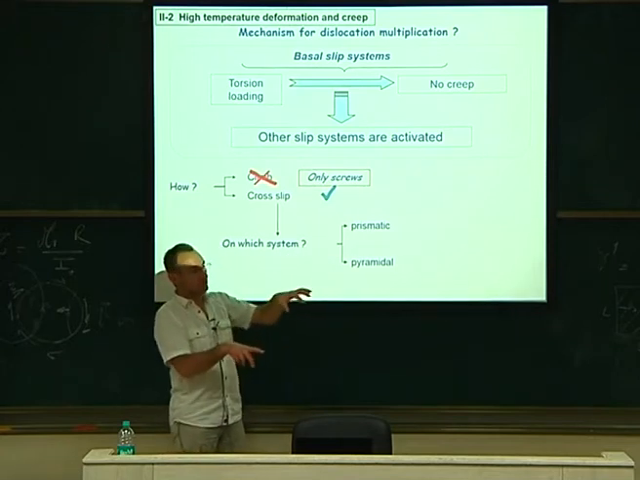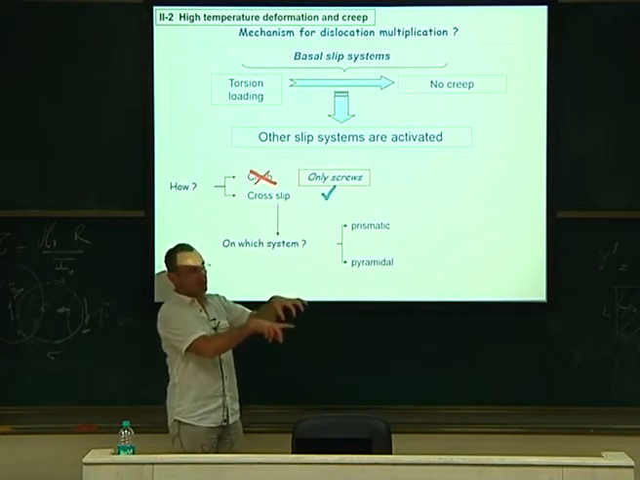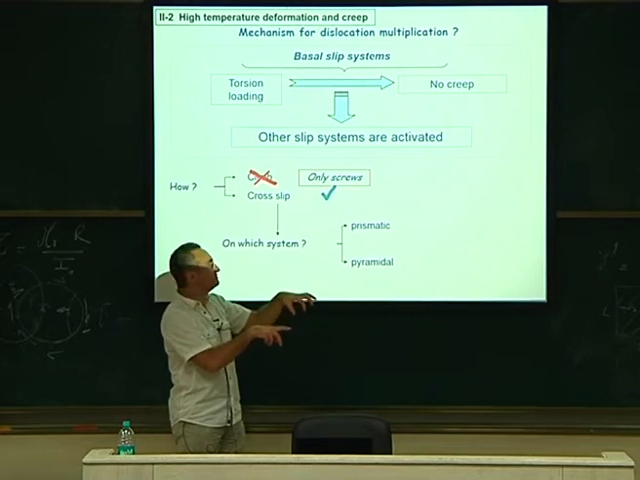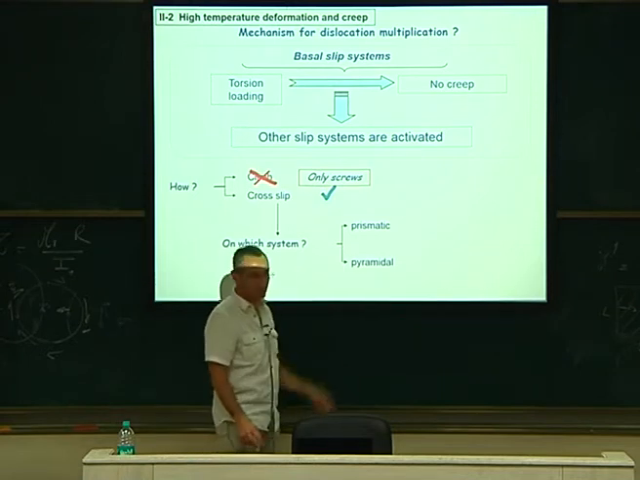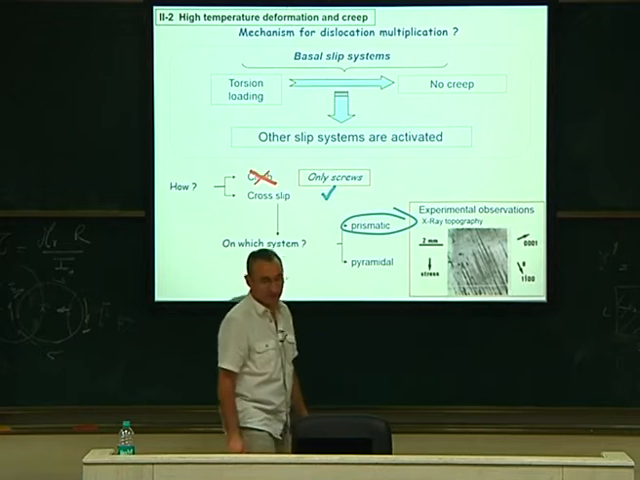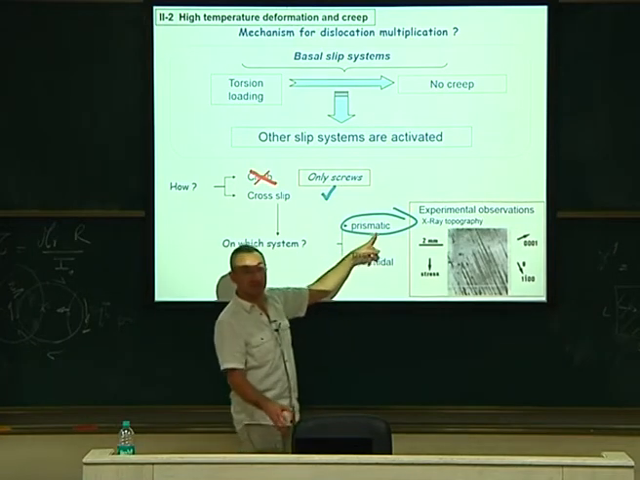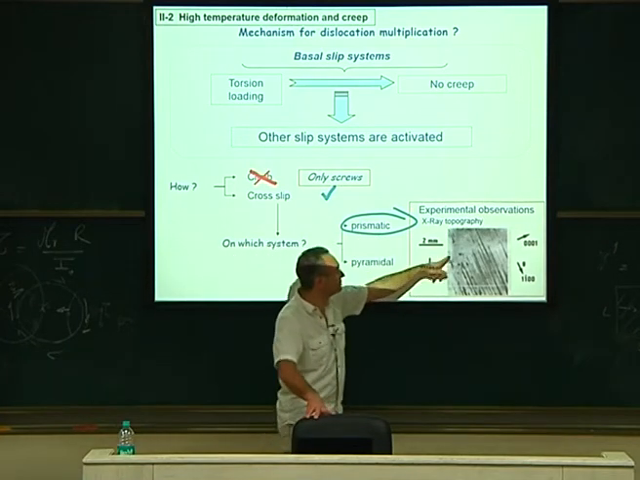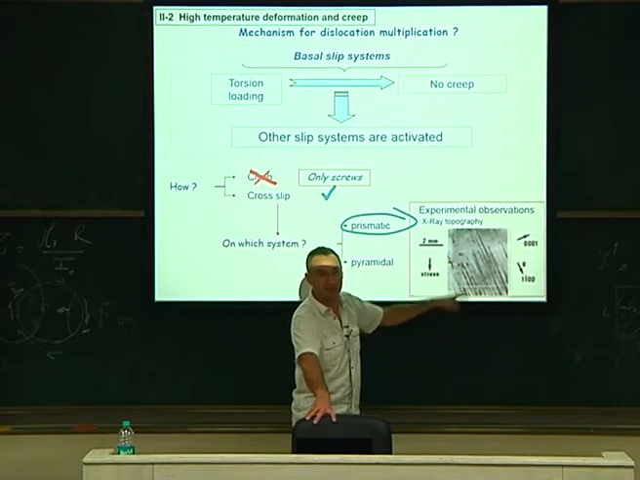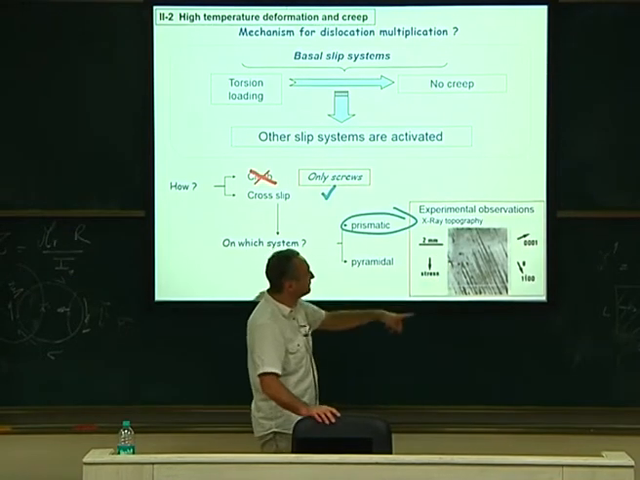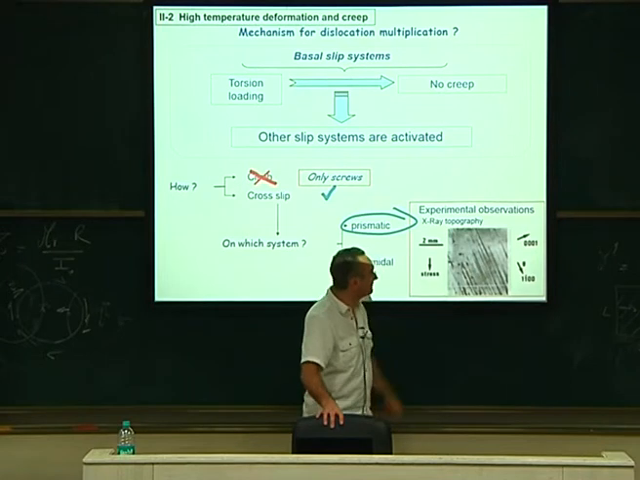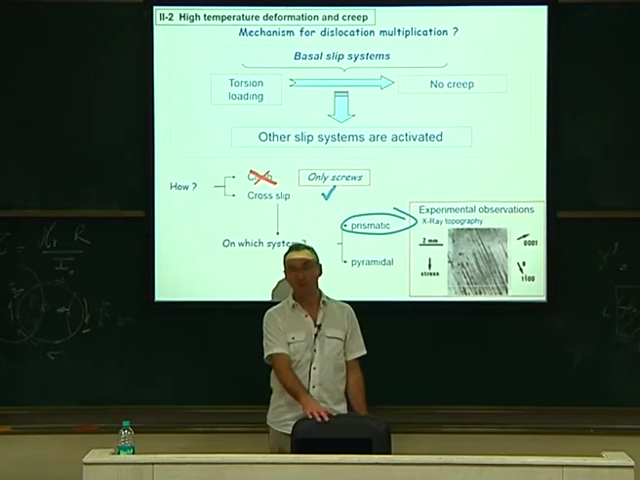When you have a basal plane here, you have two slip planes, the pyramidal and the prismatic, which share the same Burgers vectors. So those two are possible. Let's take the prismatic. Some evidence of that occurs in X-ray topography at the ESRF, at the synchrotron. We were able to see some prismatic glide in ice. So this indeed is possible.